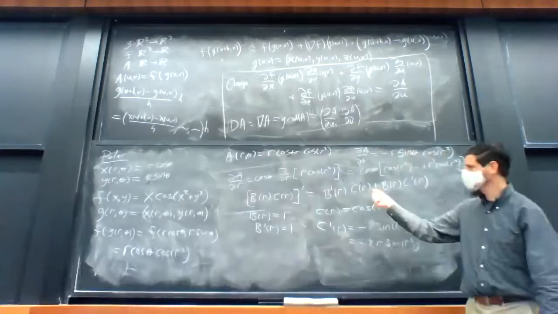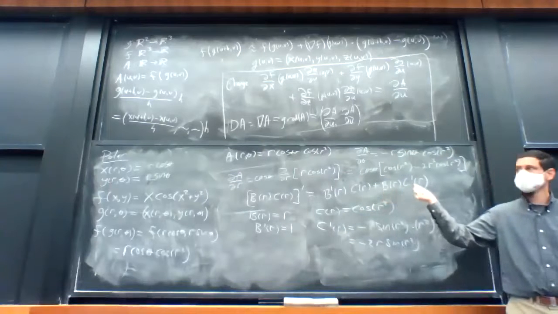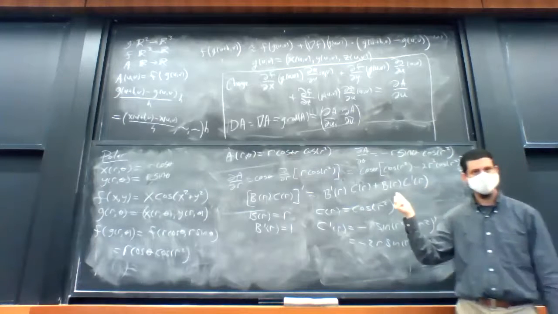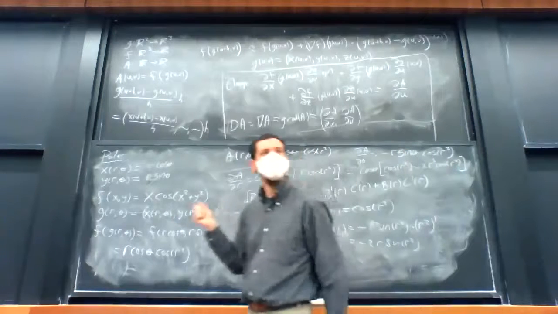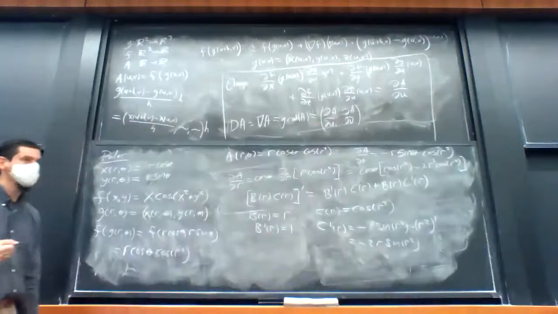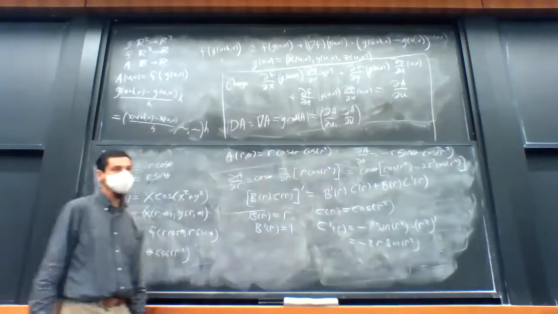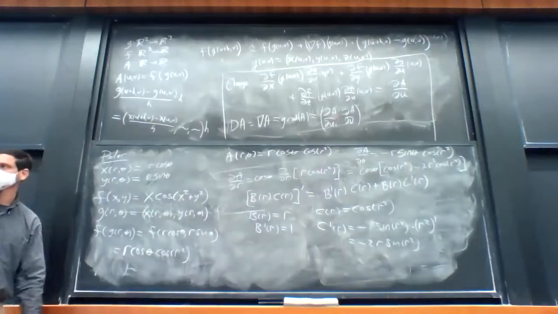Why am I using B and C and not A and B? Do I not know the alphabet? We've already used A. I don't want to overload a symbol. And I can't use F and G because I've already got an F in the problem. So I'll just use B and C. I'll use the next letters that are available.